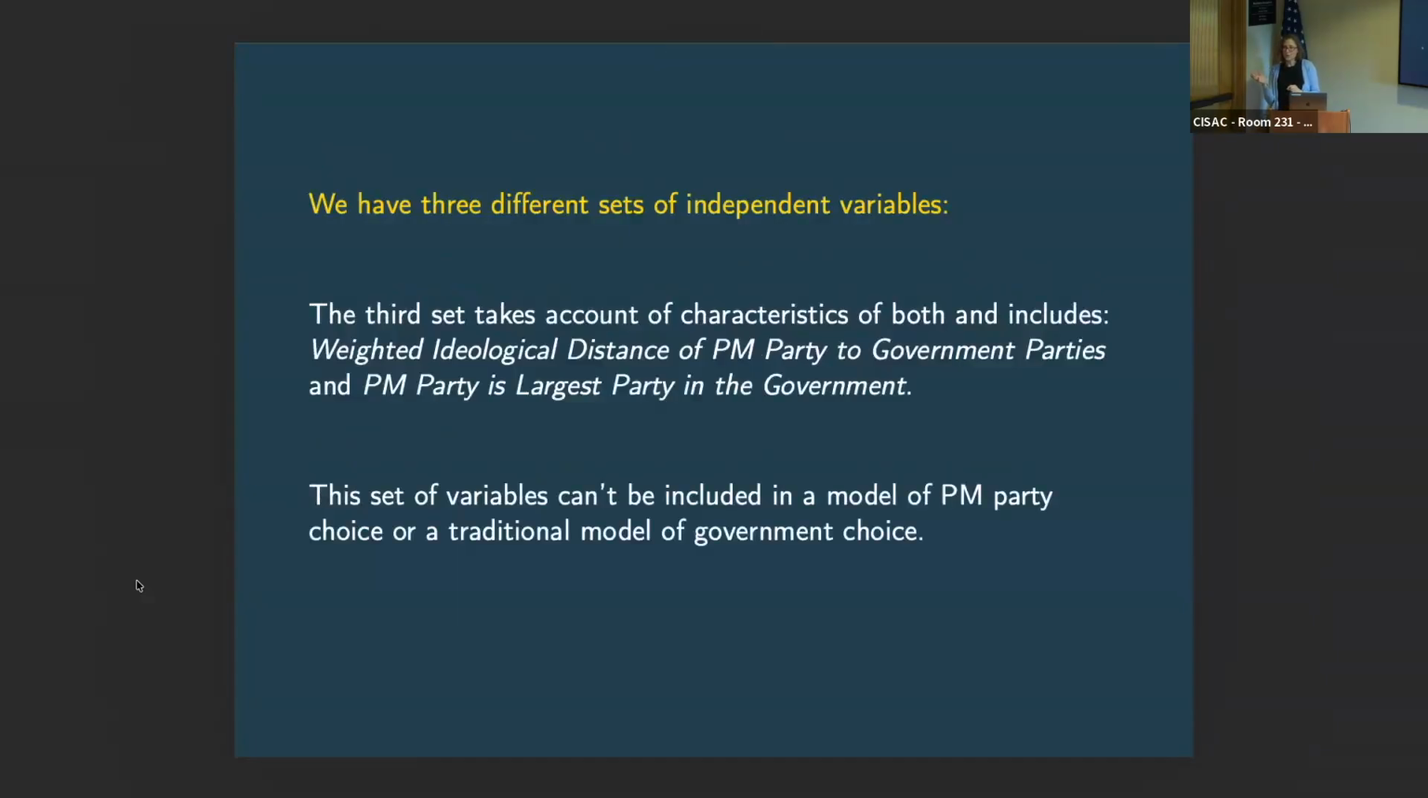Our third set are new because they combine both the choice of government and the choice of prime minister. So one example is looking at the weighted ideological distance of the potential prime ministerial party to the other parties in the potential government. We could also look at whether the prime ministerial party is the largest party in that government alternative.